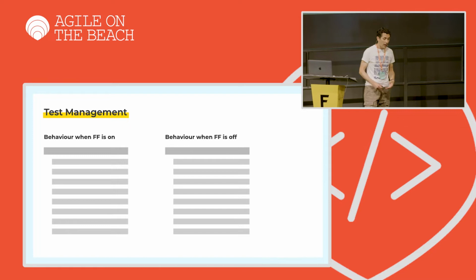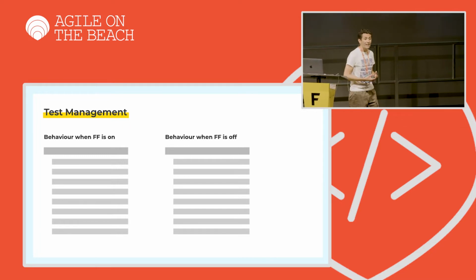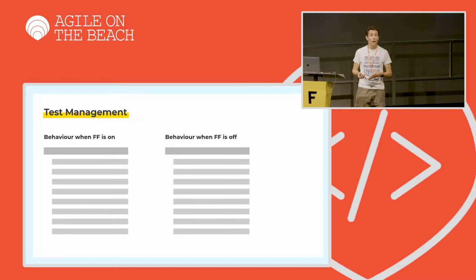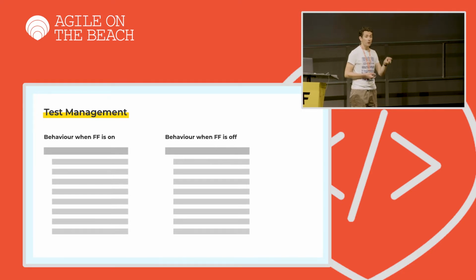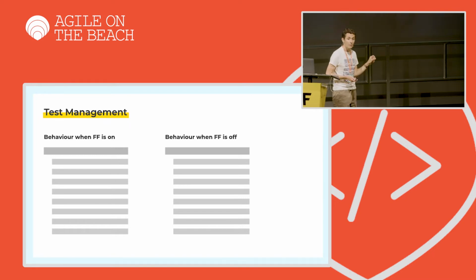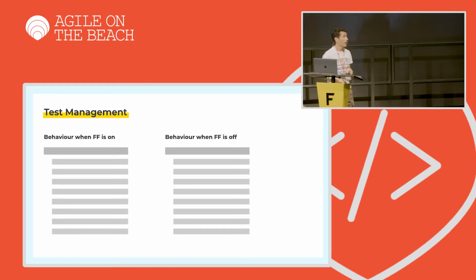And typically what I've seen organizations do is the QA engineers are responsible for going and checking which functionality is enabled in which environment, and then going and enabling or disabling one set of tests or the other.